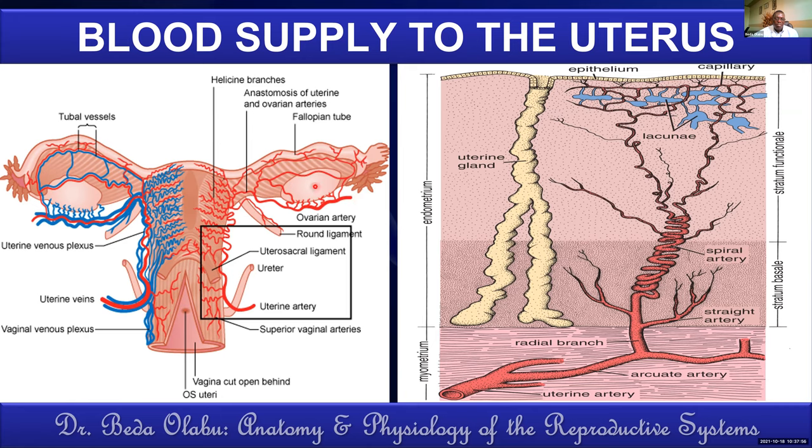Takes blood to the ovary, but there are some branches of the ovarian artery that follow the fallopian tube to reach the uterus. So if you are to mention two arteries that supply the uterus, you have the uterine artery and the ovarian artery. The blood vessels of the uterus go through the wall of the uterus, and they may have different naming systems depending on the level that they're in.